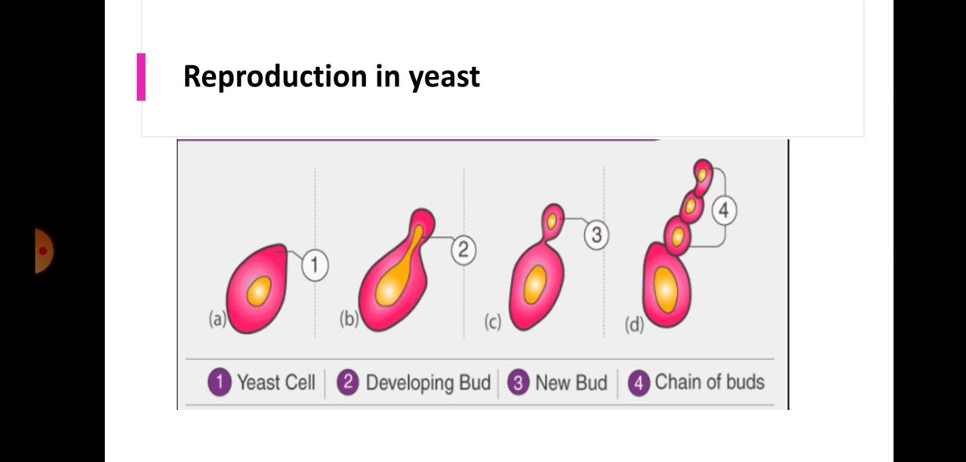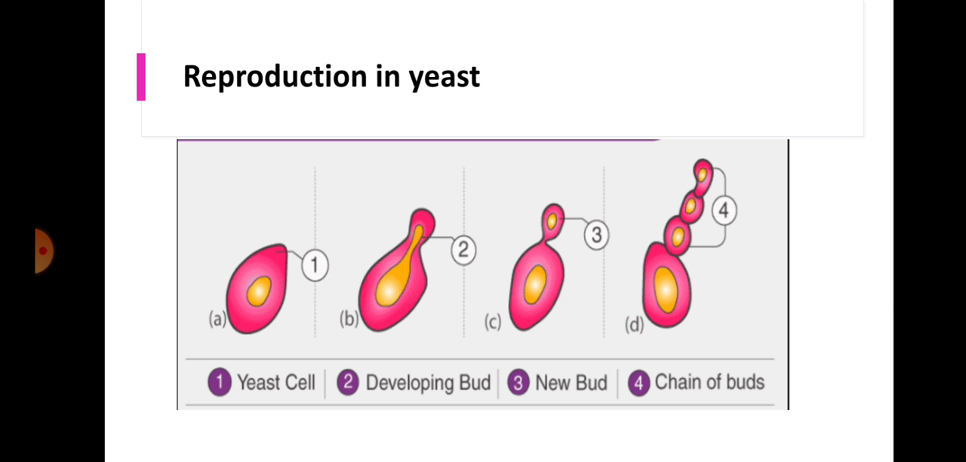A simple one from the previous class: the advantages of vegetative propagation. First, the plants produced by vegetative propagation grow faster than those produced by sexual reproduction. Second, they have fruits and flowers ahead of time. Third, the plants produced have exactly the same characteristics as their parent. These are the advantages of vegetative propagation.